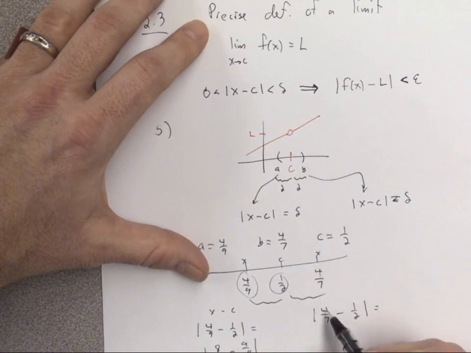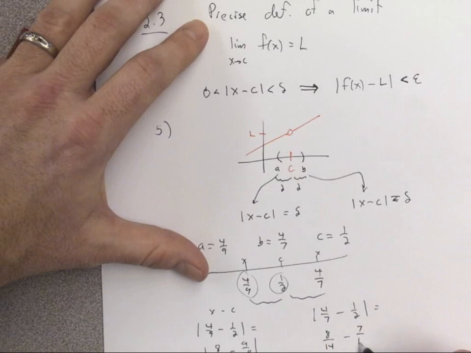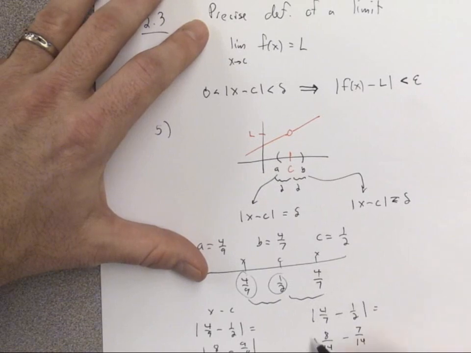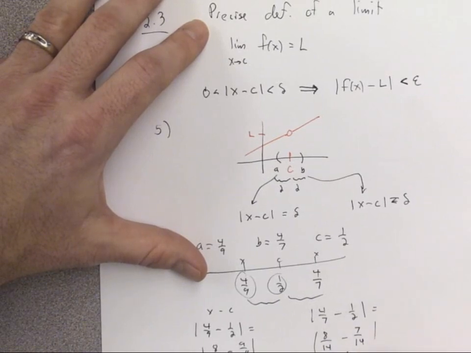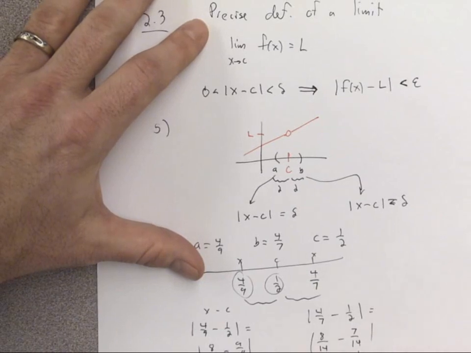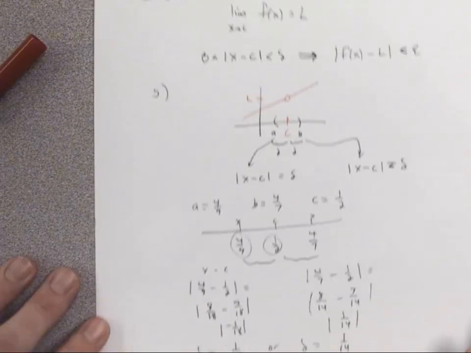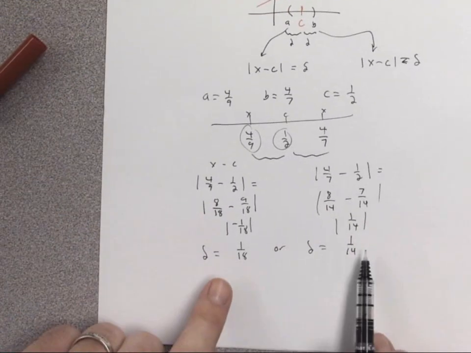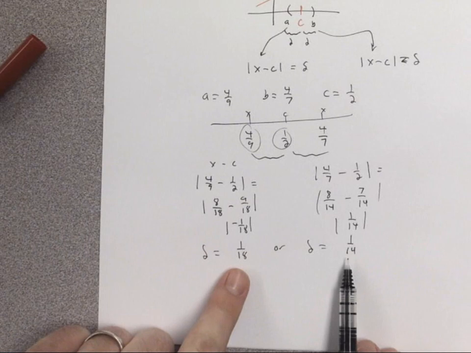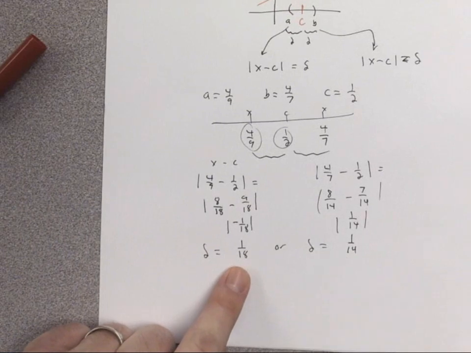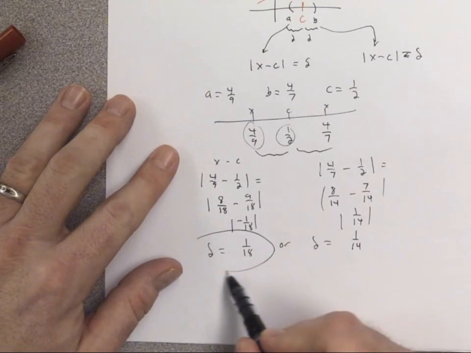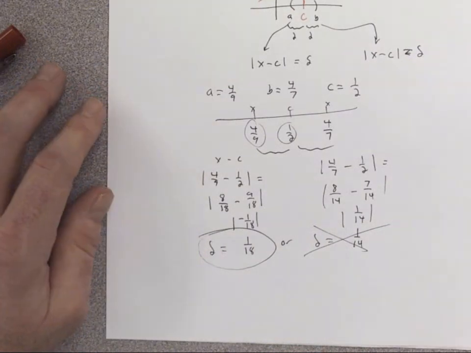Now this one, common denominators, top and bottom by 2, so 14. Top and bottom of this one by 7. So what I get is, this is going to be the absolute value of 1 over 14, so this is 1 over 14. So delta is either equal to this one, or delta is equal to this one. Which one's smaller? Yeah, because if you divide by 18, you're going to get a smaller number, right? So this is our delta, not that one. Let's take the smallest one.